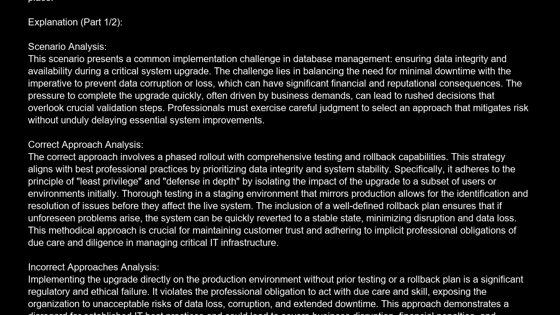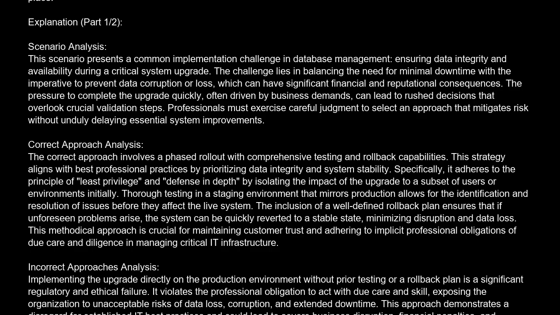Specifically, it adheres to the principle of least privilege and defense in depth by isolating the impact of the upgrade to a subset of users or environments initially. Thorough testing in a staging environment that mirrors production allows for the identification and resolution of issues before they affect the live system. The inclusion of a well-defined rollback plan ensures that if unforeseen problems arise, the system can be quickly reverted to a stable state, minimizing disruption and data loss. This methodical approach is crucial for maintaining customer trust and adhering to implicit professional obligations of due care and diligence in managing critical IT infrastructure.